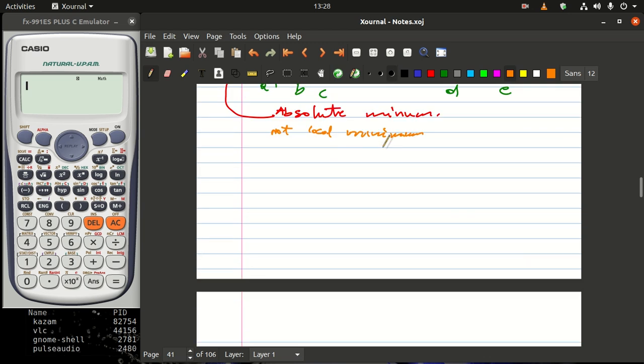Right, so we are having 3 to 4 points. We have f of a, we have f of b, we have f of c, we have f of d, we have f of e, and then we said at f of a we are actually having an absolute minimum, or a global minimum.